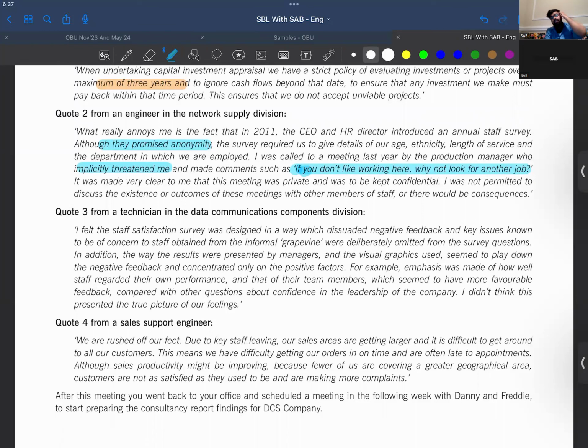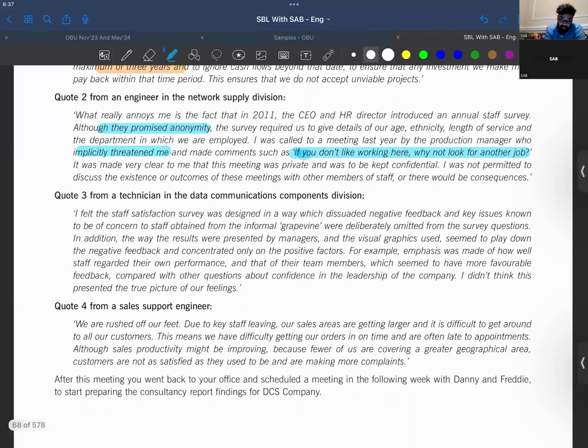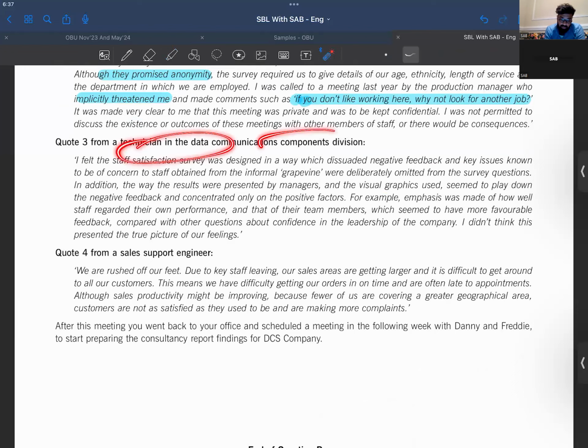So that means he had a discussion with the seniors, but that resultantly was out, right? So this is a bad thing. This is an unprofessional thing, right? Now, technician and data communication component.